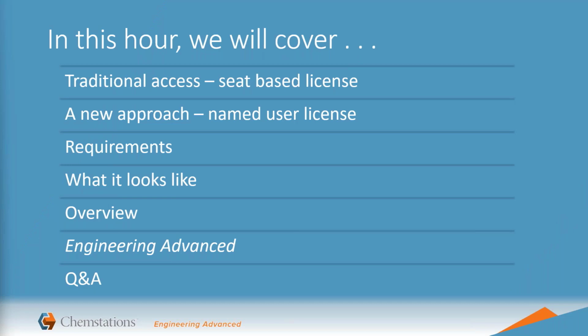So in this hour, we will cover the traditional access to get to our software on a seat-based license. Then we're going to discuss a new approach that we call name user license, which is completely optional. And we're going to discuss it later more in detail in this webinar. Then we're going to talk about the technical requirements you need to run this approach, how this approach looks like from your user perspective, the benefits associated with this new approach. Then we're going to spend some time on discussing the engineering advantages of using our software. And at the end of our presentation, we're going to have time for Q&A.